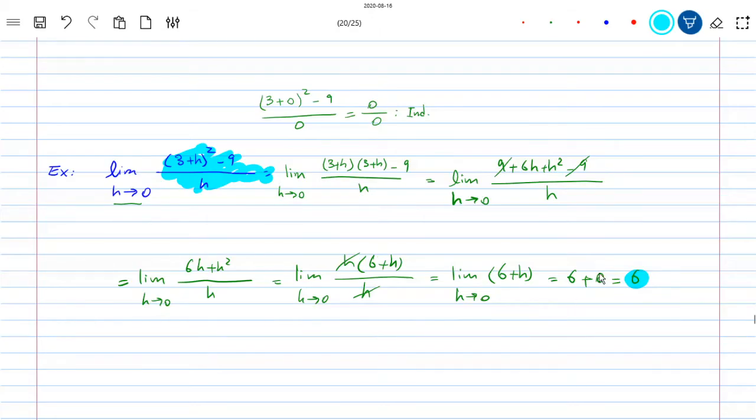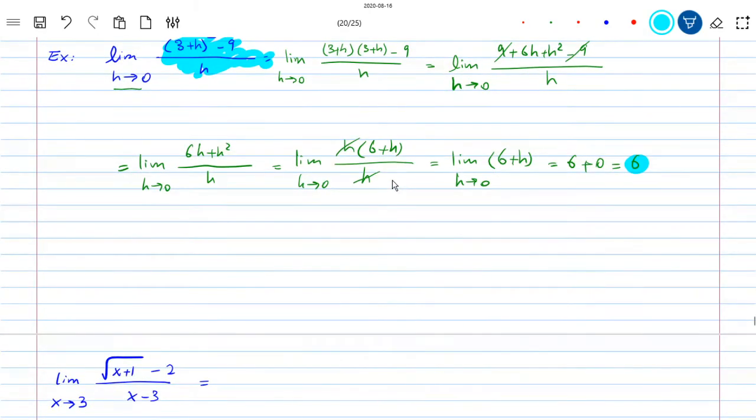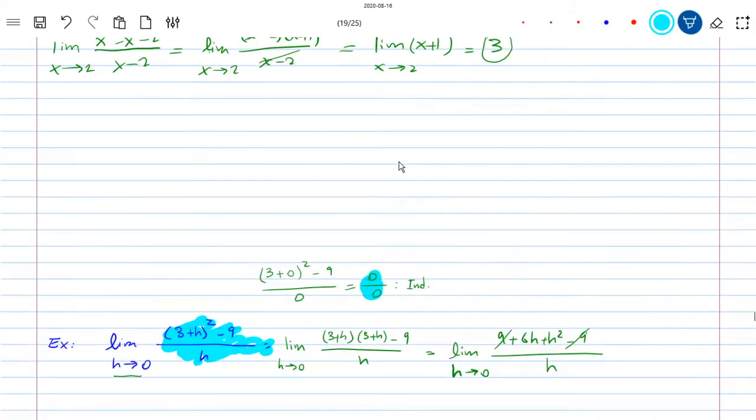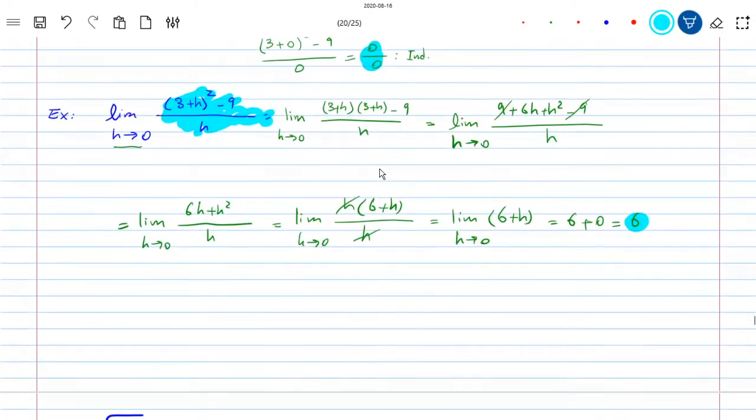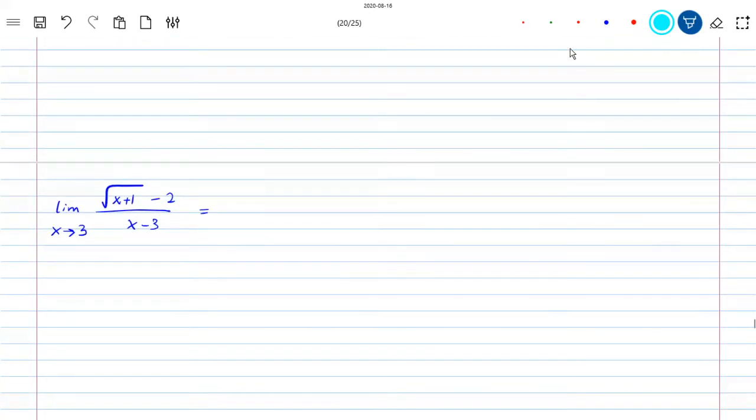There are shortcuts for this, but we will get to those later on. But at this point, you have to go through this procedure. If you're dealing with 0 over 0, you have to simplify. Not always do you get an answer, but if you simplify, you may end up with a good result. So this was an example of factoring or simplifying. There are square roots as well. You can use this for some cases.